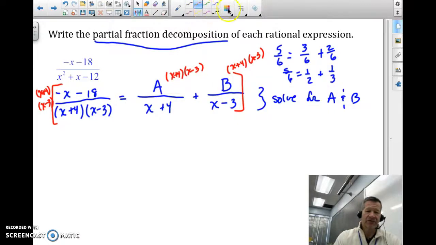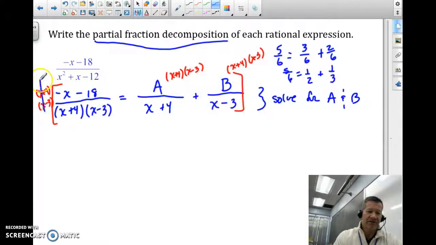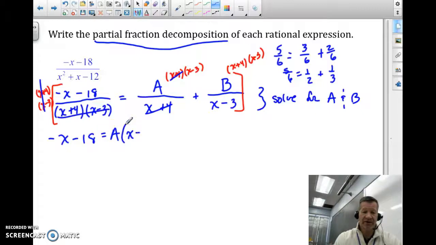So let's go through and see what happens here. On the left side, this is going to cancel out the denominator completely, leaving me with just negative x minus 18. On the right side, when I multiply this, x plus 4 divided by x plus 4 is 1. So I'm left with a times x minus 3, which I am not going to multiply out, and you'll see why in a second.